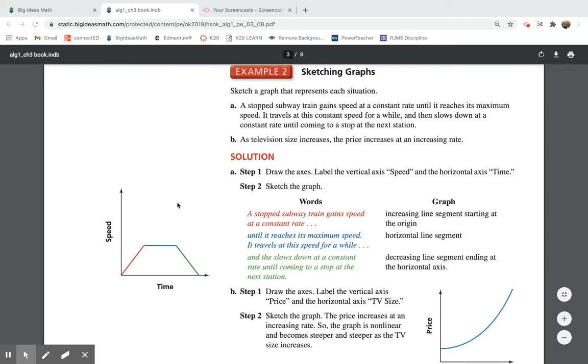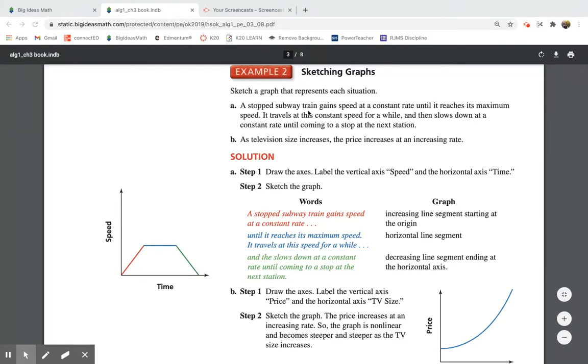Now we're going to look at sketching a graph. Okay, so this says sketch a graph that represents each situation. So they give us 2 problems again. A says a stopped subway train gains speed at a constant rate until it reaches its maximum speed. It travels at this constant speed for a while. Then it slows down at a constant rate until coming to a stop at the next station. So they represent that here, and they use each color to represent each part.